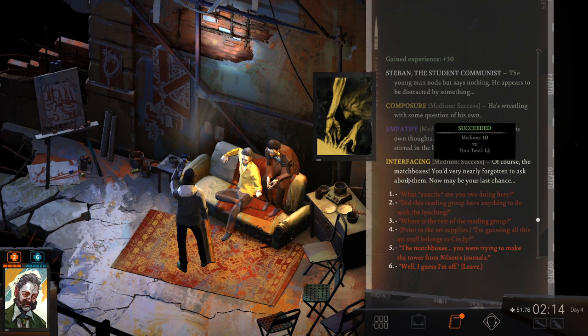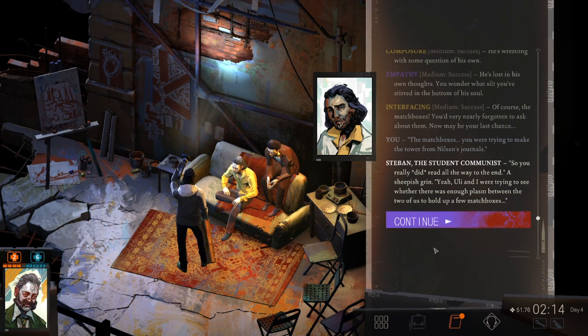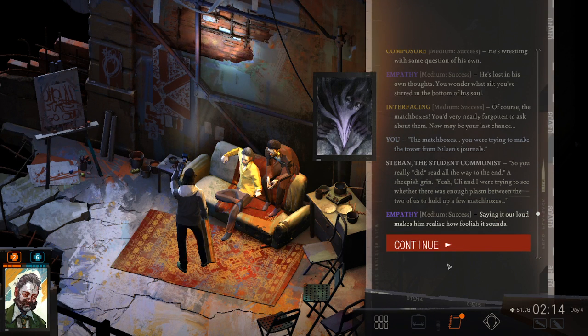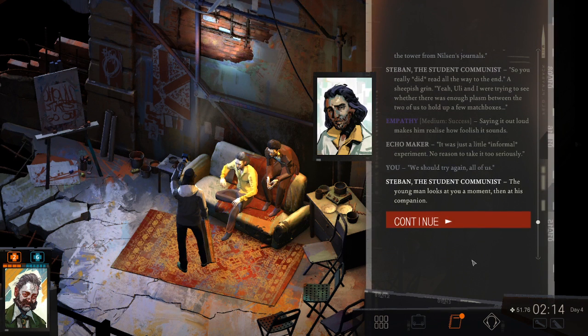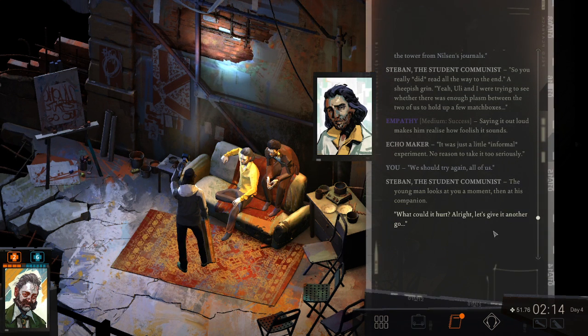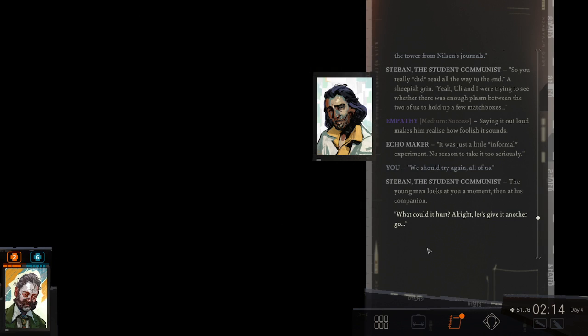Of course, the matchboxes. You nearly forgot to ask about them. Now may be your last chance. The matchboxes. You're trying to make the tower from Nilsson's journal. So you really did read all the way to the end? A sheepish grin. Yeah. Uli and I were trying to see whether there was enough plasm between the two of us to hold up a few matchboxes. Saying it out loud makes him realize how foolish it sounds. It was just a little informal experiment. No reason to take it too seriously. We should try again, all of us. The young man looks at you a moment, then at his companion. What could it hurt? All right. Let's give it another go.